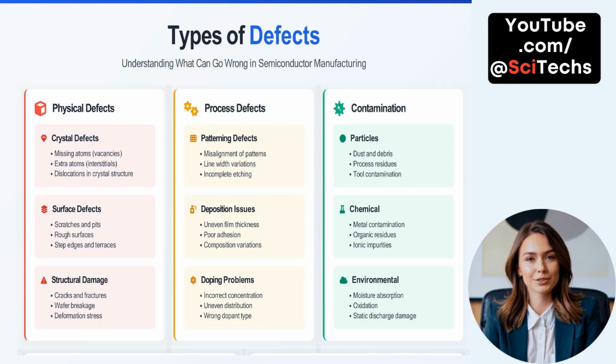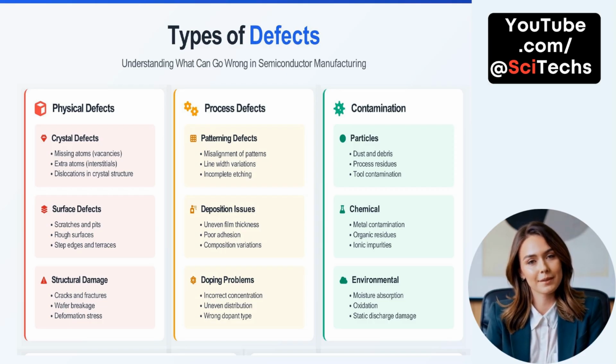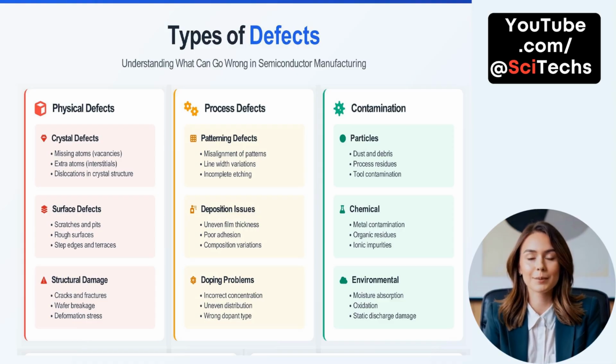Process defects focus on manufacturing precision. Patterning defects stem from misalignment, variation in line widths, or incomplete etching, all of which affect circuit fidelity. Deposition issues include uneven film thickness, poor adhesion, and unwanted variation in material composition. Doping problems may involve incorrect dopant concentrations, uneven distribution, or using the wrong dopant type.